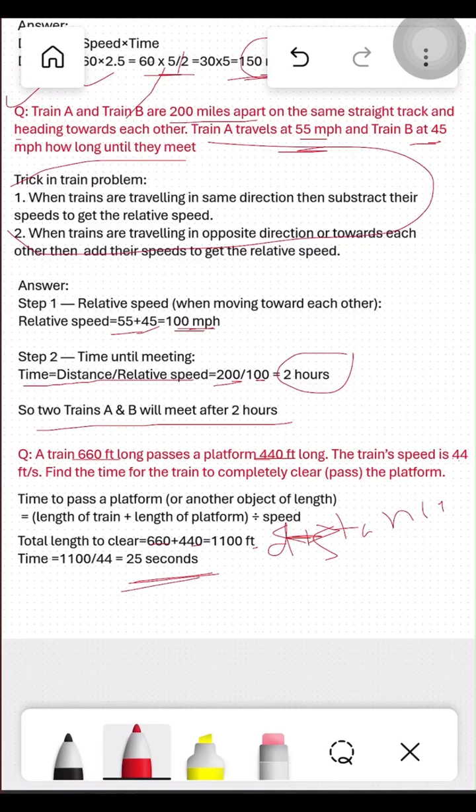This is how we cover some basics to start with speed, time and distance problems. We will go in advance in the coming videos.